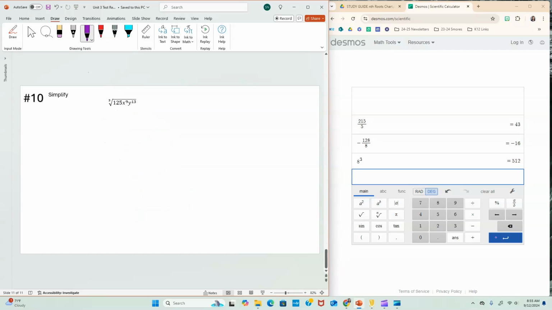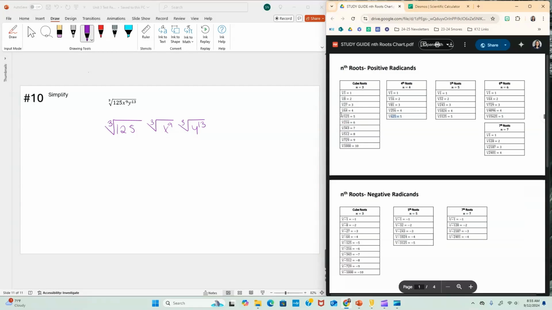So now in this last problem, it wants us to simplify. So it asks us to simplify and it's giving us a cube root. So I'm going to start off by separating everything. So the cube root of 125, the cube root of x to the ninth, and the cube root of y to the 13th. So now let's go back to our chart and see what we can do with that 125. So notice that 125, the cube root of 125 is 5. So I'm just going to turn that into 5.